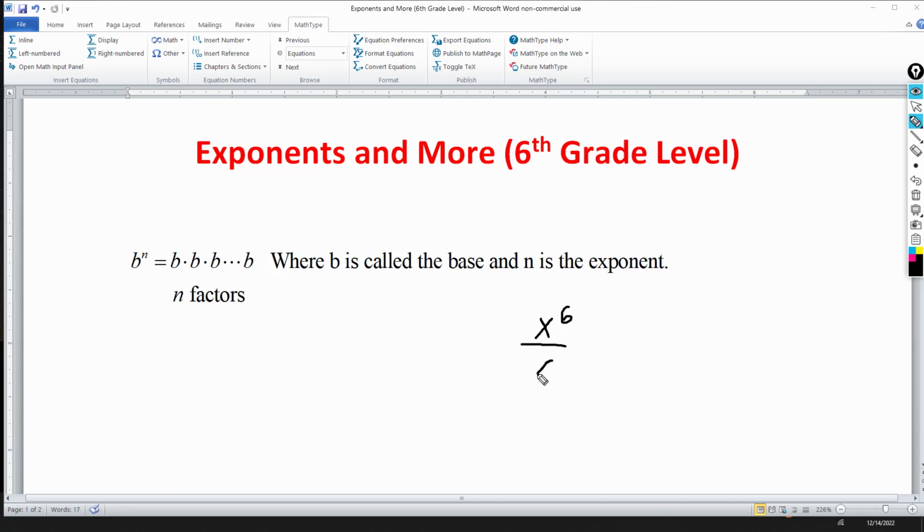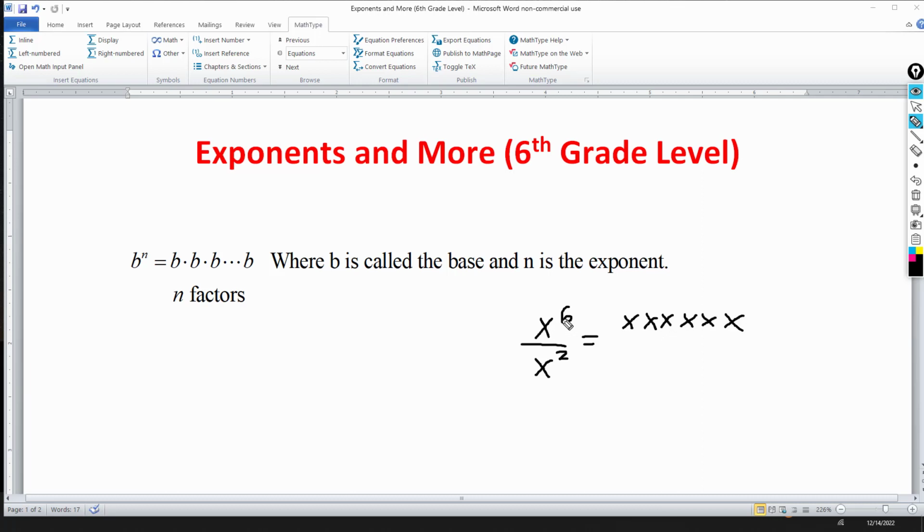Another way to do this, let's say I have x to the 6 over x to the 2nd. X here is just a variable. It could represent a number, but we're not told what the number is. So we want to just simplify this. And we can look at this and say, well, in the numerator I have 6 factors of x. In the denominator, I have 2 factors of x. So notice, I could write it this way.